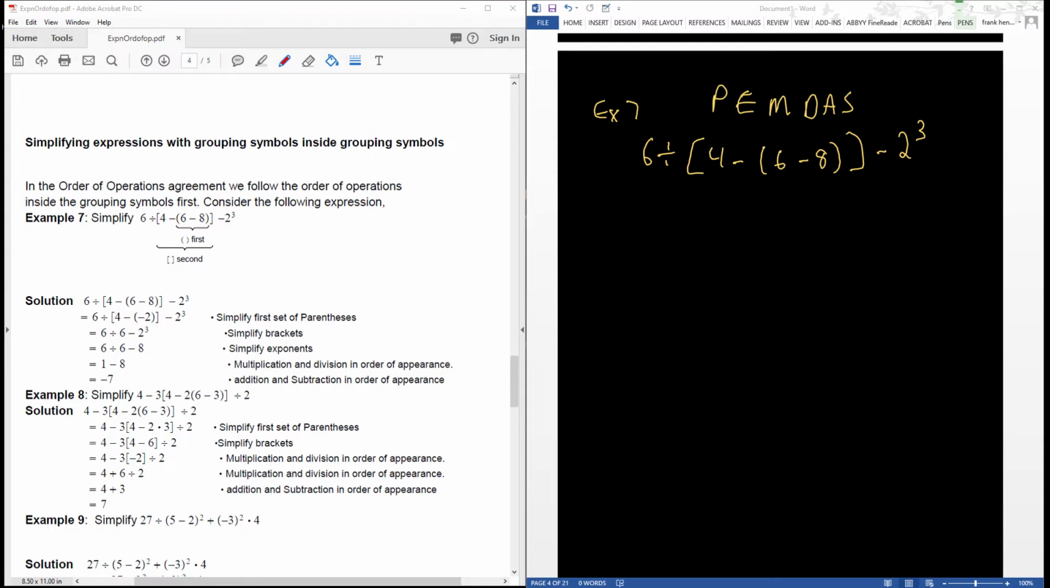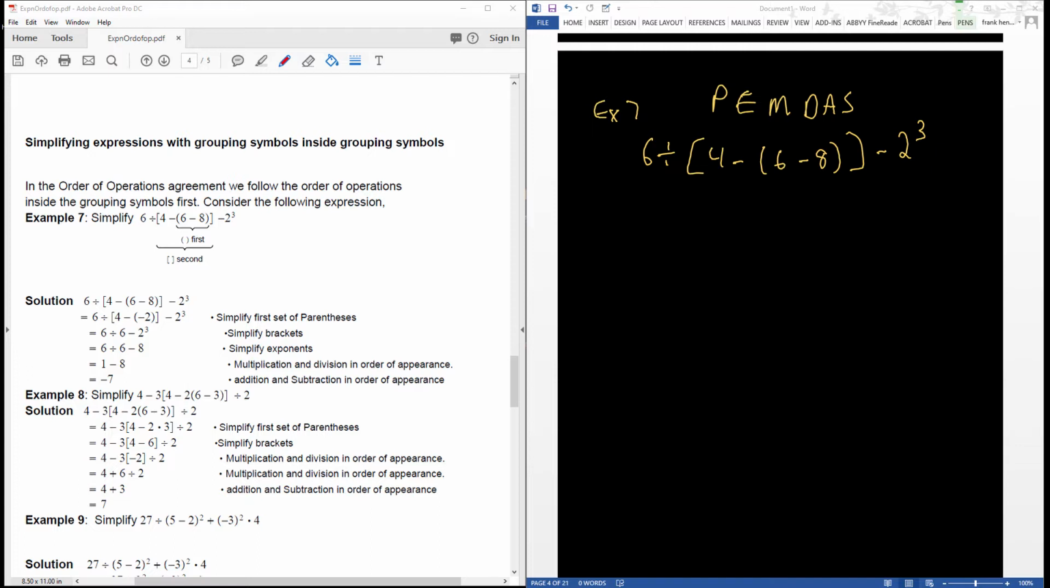Simplifying expressions with grouping symbols and side grouping symbols. In the order of operations agreement, we follow the operations inside the grouping symbols first. Consider this expression here. Notice we have nested grouping symbols, parentheses inside parentheses.